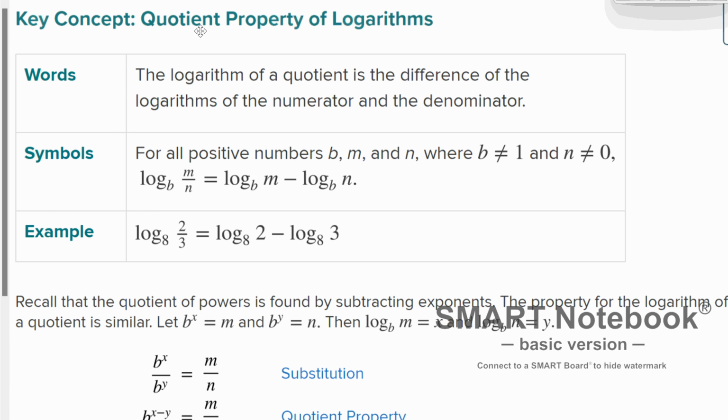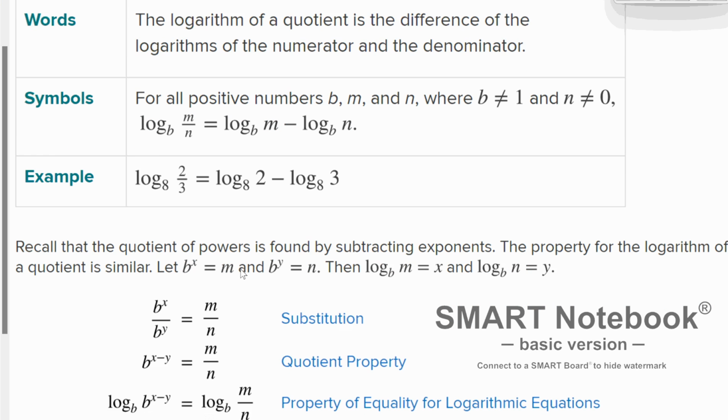Or here's another one. Quotient property, same thing. If I have a fraction, like 2/3, I can separate that into the subtraction, or the difference, of two logs with the same base. Notice they both have the same base, 8. So if I'm multiplying, I can separate into the addition of two logs with the same base, and if I'm dividing, then I can take the difference of the two logs with the same base. Whatever is on top comes first, and the bottom one is subtracted from it.